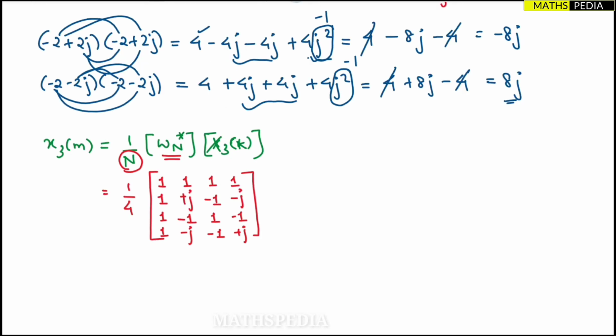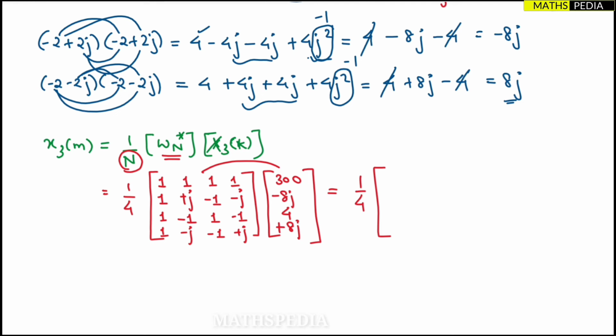Now I have written the matrix. Okay, so x3 of k, I'll write it, which is nothing but 300, minus 8j, 4, then plus 8j. This is what we got. Now we have to do the multiplication. So 1 by 4 as it is. Okay, next the multiplication of these two. Here N I have taken as 4 because it is nothing but the 4-point DFT.